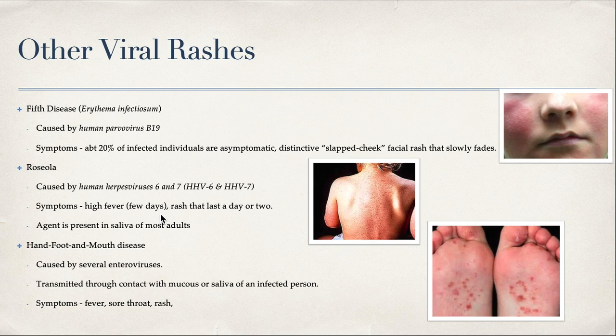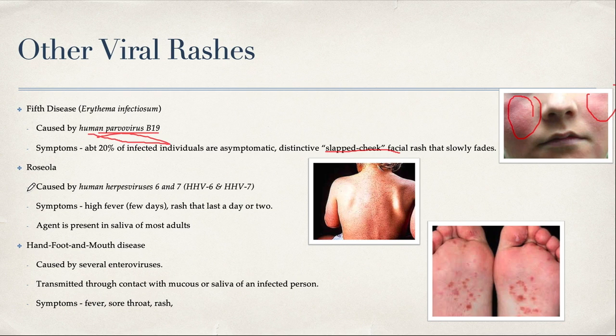The other viral rashes as well, you have the fifth disease, known as erythema infectiosum, which has a distinctive slapped-cheek facial rash. So as you can see in this insert here, it slowly resolves by itself. You have about 20% of people who are asymptomatic. It's caused by the human parvovirus B19.